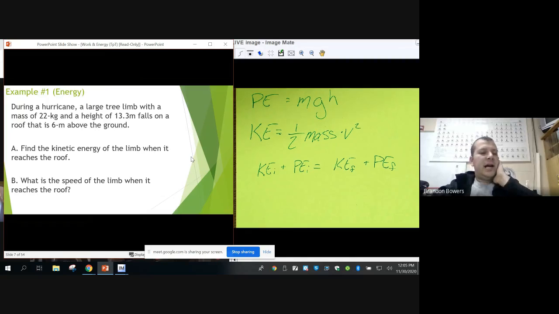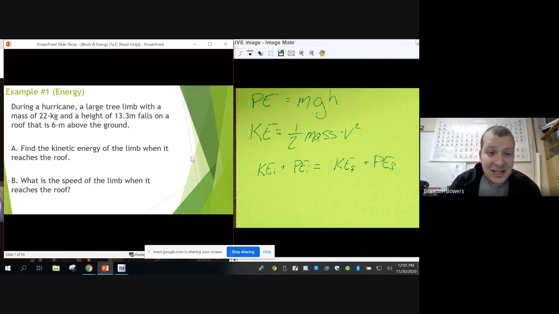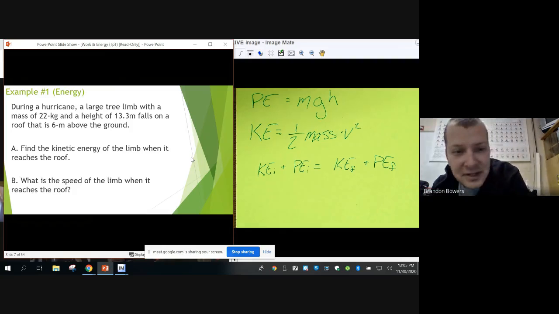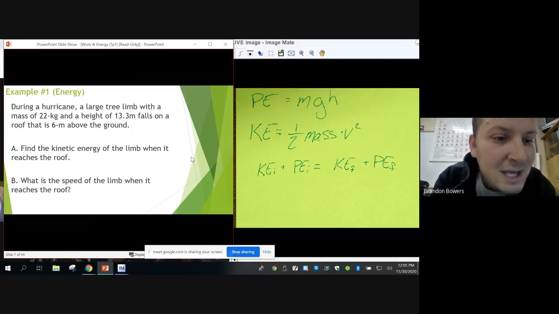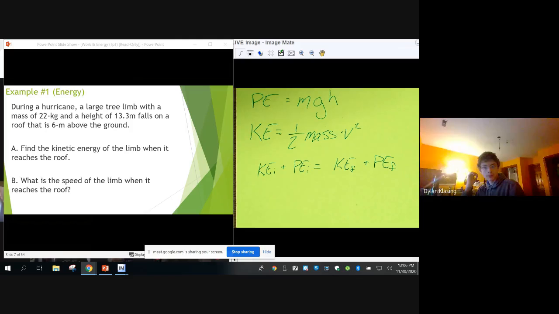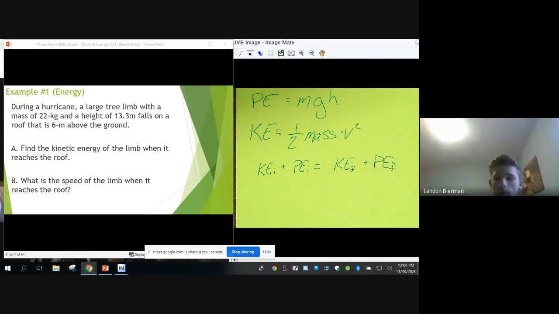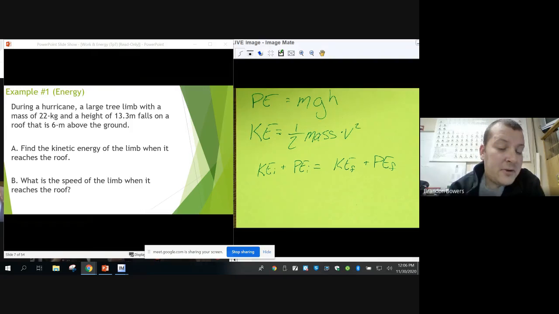Okay. All right, let's try a practice problem out. During a hurricane, a large tree limb with a mass of 22 kilograms and a height of 13.3 meters falls on a roof 6 meters above ground. The first question says, find the kinetic energy of the limb when it reaches the roof. How exactly is that a large limb? I mean, 22 kilograms. For a limb, it's not like, I see what you're saying.